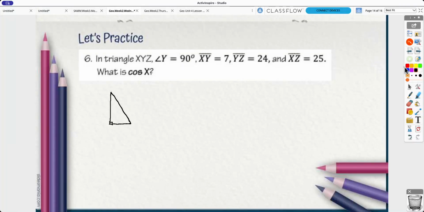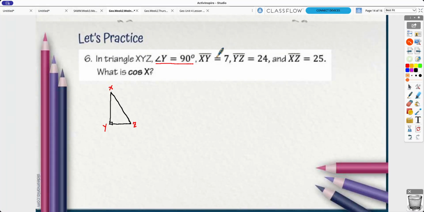What are we given? It says that angle Y is 90 degrees. So this right angle here, that is your Y. Then the other two vertices, you can interchange the X and the Z. It doesn't matter where you put the X and where you put the Z. You can say X is here on top and Z is at the bottom. That works as well.